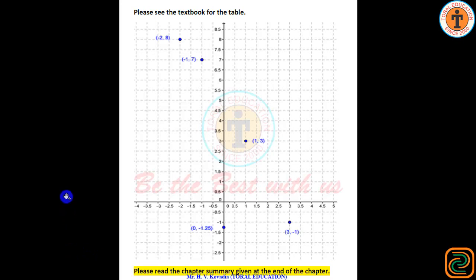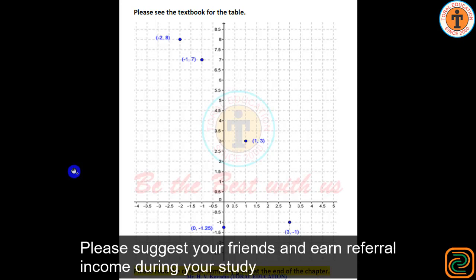Okay, so look here. This point is 1, -1, then 7, -2, then 8, 0, -1.25, 3, -1, 1 and 3. Okay, these are the points on the Cartesian plane. You can locate these points by yourself.